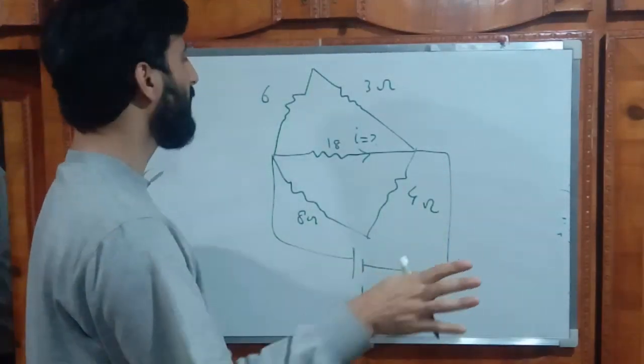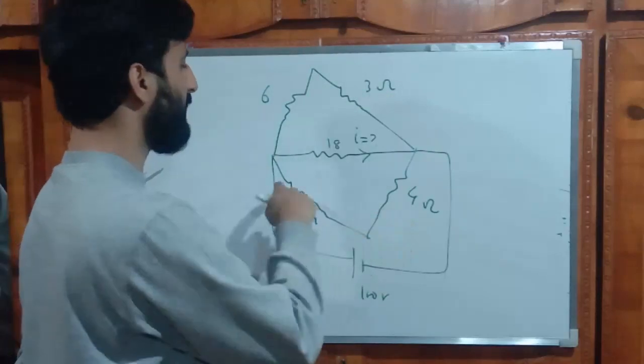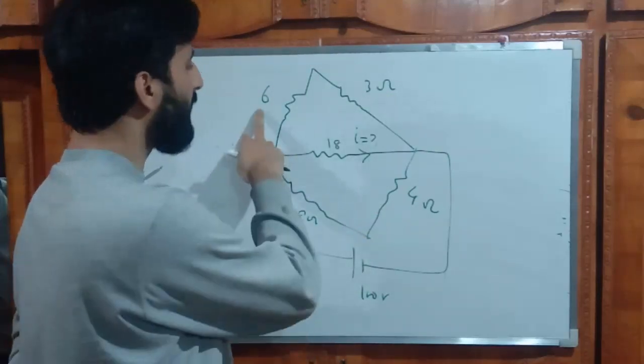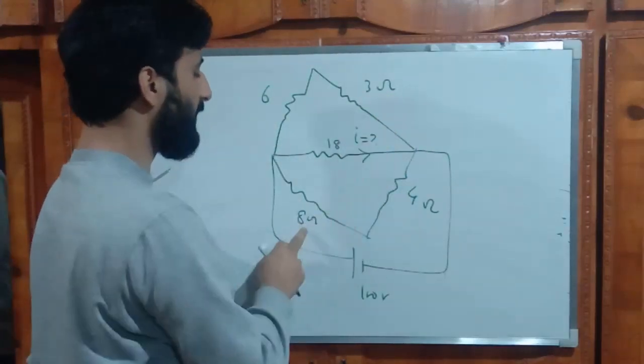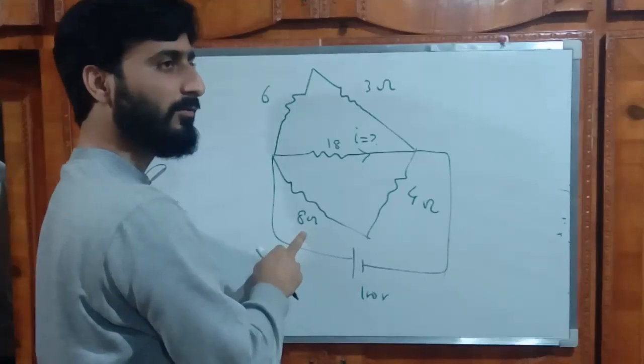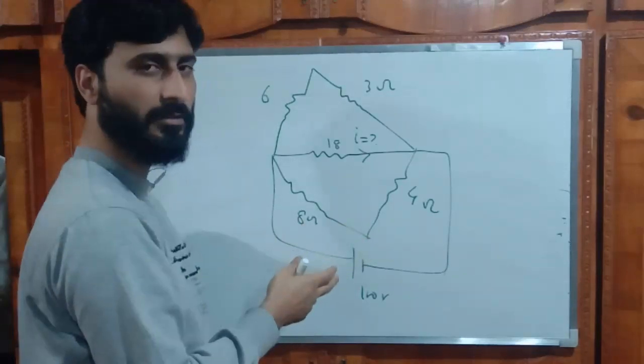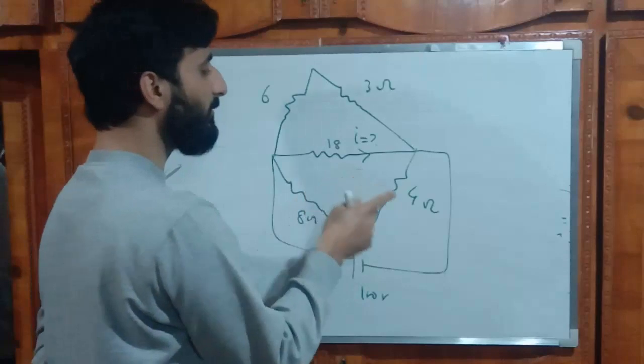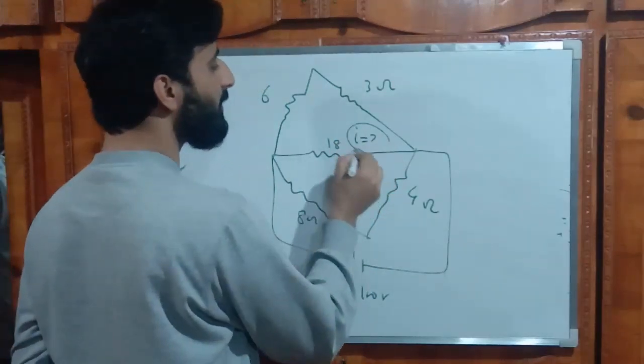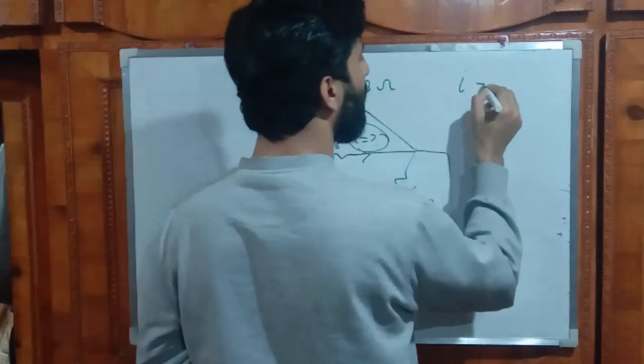First of all, let's see this kind of a bridge. 6 4 is 24, 8 3 is 24. So you would say this is a balanced bridge. And in the balanced case, what will be the current through this resistor? I will be equal to 0.